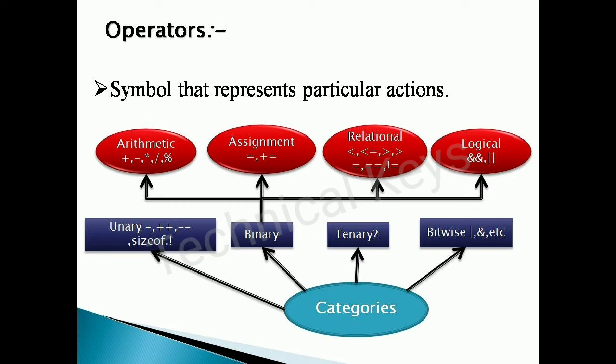Binary operators will have two operands. Ternary operator will have three operands, and bitwise is going to perform the operation on a bit by bit basis. So here is the list of unary operators. It is given here with commas. All these are unary operators, and we are going to use each one of these operators. Means unary also, we are going to use binary also, we are going to write a program with ternary also, and with bitwise also.